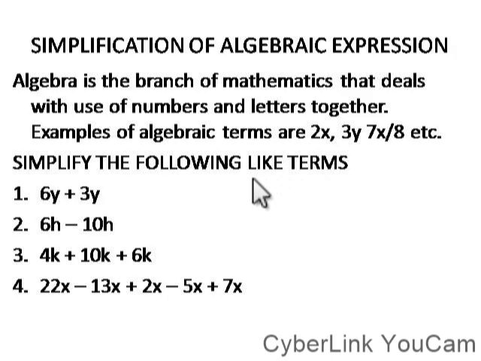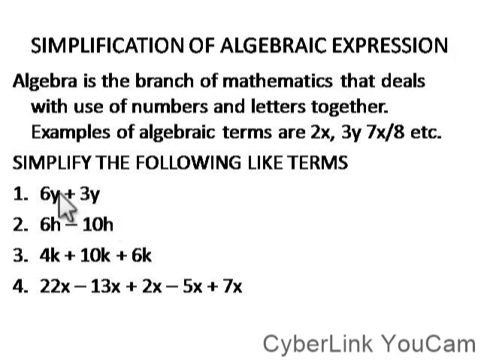Now, looking at the first question here, we have 6y plus 3y. Number 2, 6h minus 10h. Number 3 is 4k plus 10k plus 6k. Number 4, 22x minus 13x plus 2x minus 5x plus 7x. When you look at each of these questions, you'll find out that they share similar letters. And when they share similar letters, you call them like terms because they look alike. They have something in common.